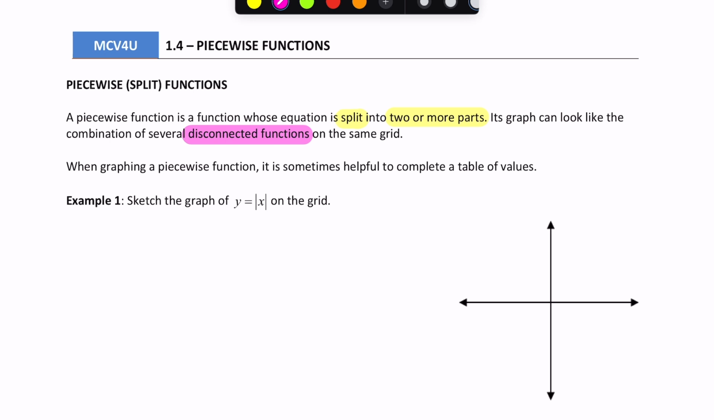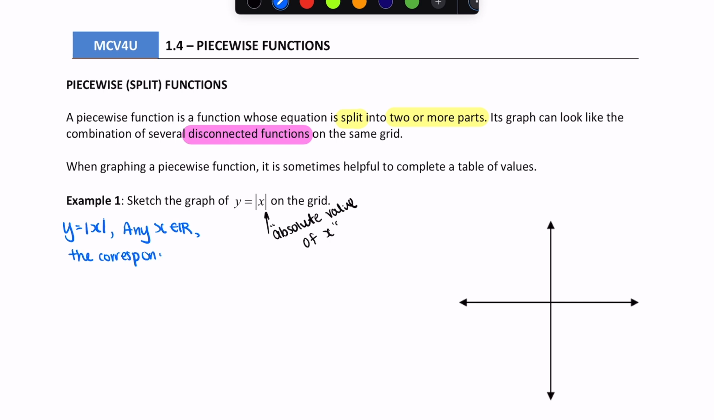However, to start, what I would like to look at is the graph of y is equal to the absolute value of x. And these two vertical bars indicate, so let's write that: y is equal to the absolute value of x. What these vertical bars indicate is that for any x value, the corresponding y values will be positive.